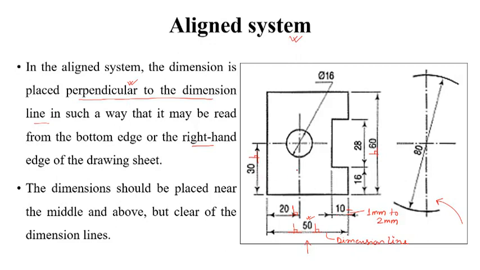So we will see here or here, every time what is happening is that the dimension figure sits in the middle of the dimension line. And between the dimension figure and the dimension line we have to keep a gap. That gap should be between 1 mm to 2 mm. So this is all about the aligned system. Here also, if this is your circle, the diameter of the circle is given to be 80 units. Clear? So this is all about the aligned system.